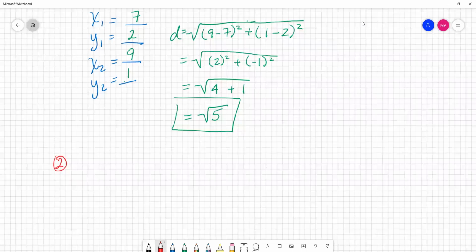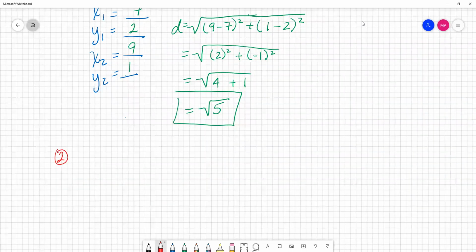So what's the midpoint formula? It's in parentheses here: x1 plus x2 divided by 2, comma, y1 plus y2 divided by 2. So yeah, make sure that's right.